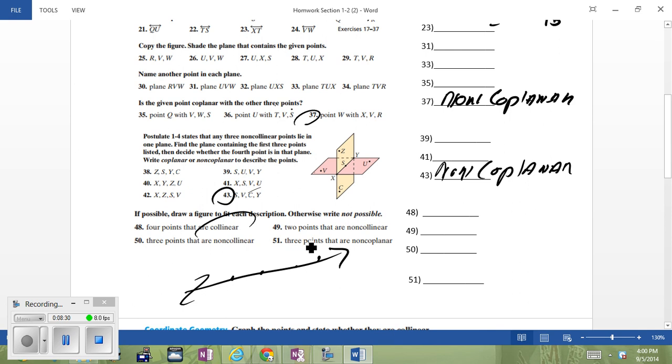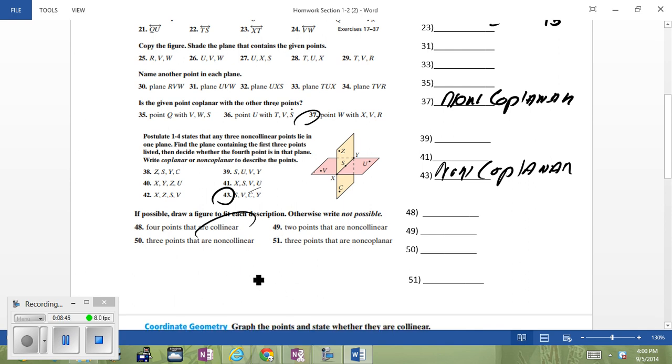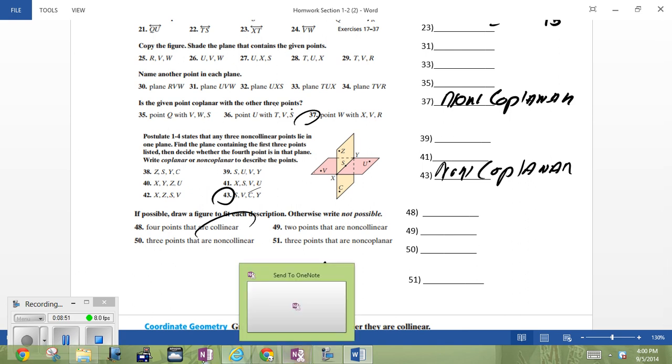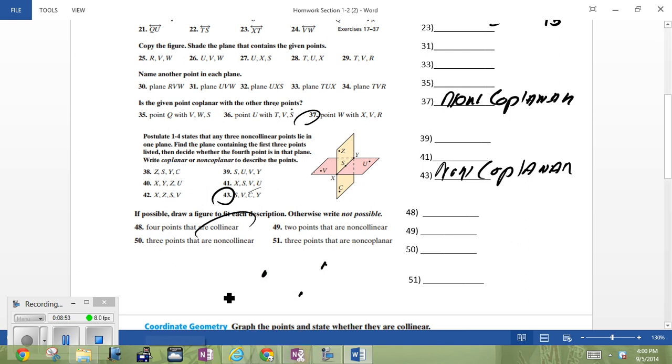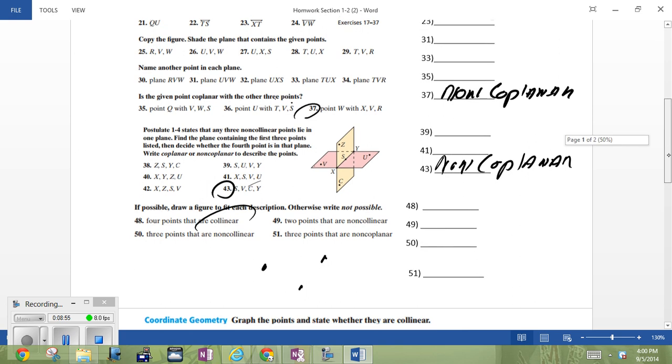3 points, number 51, 3 points that are non-coplanar. I can't do that. I cannot draw that because drawing is on a plane, on a flat surface. If I wanted to represent that, then you have to use your imagination here. I got 1, 2, 3, and I got a 4th point that's off the screen that you're looking at. Then they would be non-coplanar, but I can't draw it, okay?